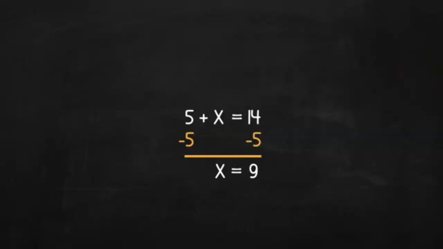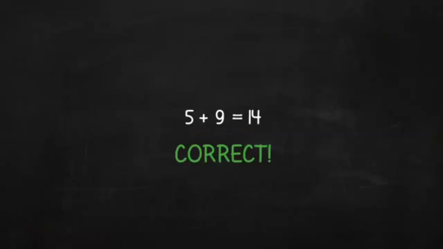We can check our answer by plugging 9 back into our original equation in place of the X. 5 plus 9 equals 14. Correct! What about this equation? X minus 21 equals 8.